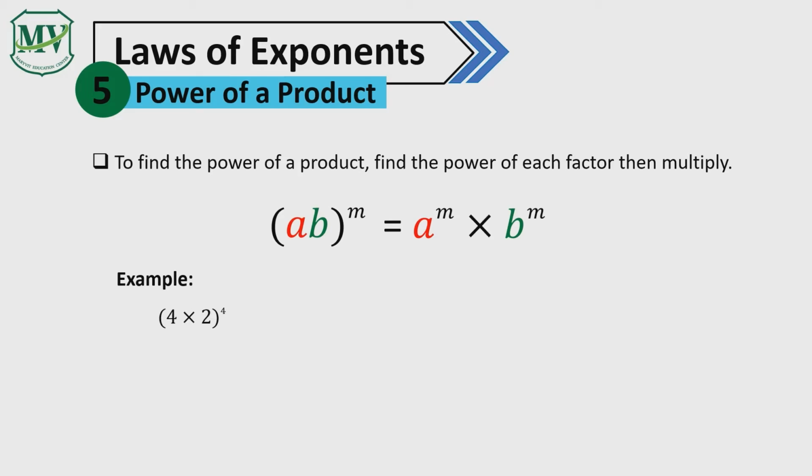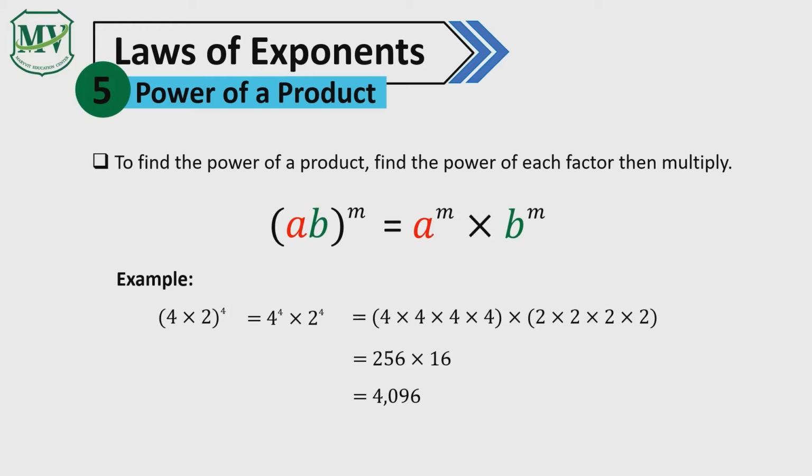(4 × 2) raised to the power of 4. By following the law, we have 4 raised to the power of 4 multiplied by 2 raised to the power of 4. We expand the expression. We have 4 multiplied by itself 4 times, multiplied by 2, which is multiplied by itself 4 times. We calculate, and then we have 256 multiplied by 16. The final answer is 4096.